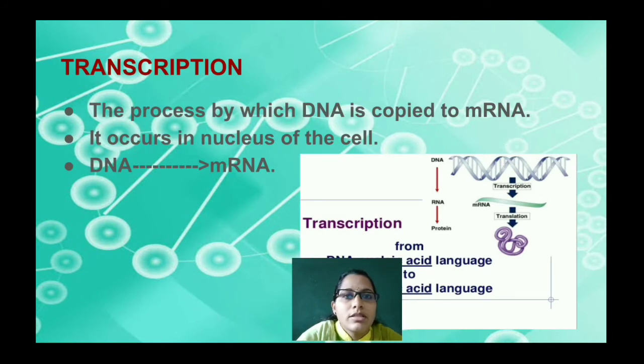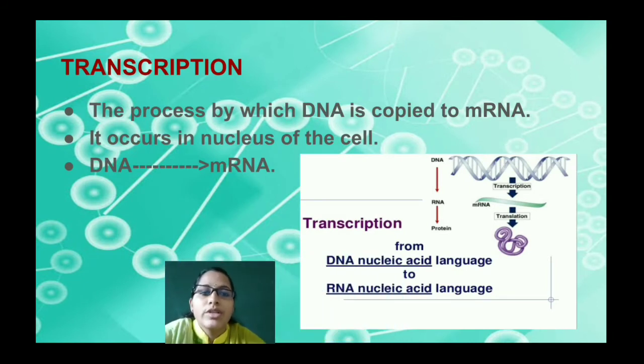So let's understand what transcription is. As I had already told, it is the process by which DNA is copied to mRNA. DNA is being copied to messenger RNA. Where does this happen? It occurs in the nucleus of the cell. So you can see in the figure here that DNA is copied to RNA, and RNA helps in the synthesis of protein. So, DNA nucleic acid language to RNA nucleic acid language.